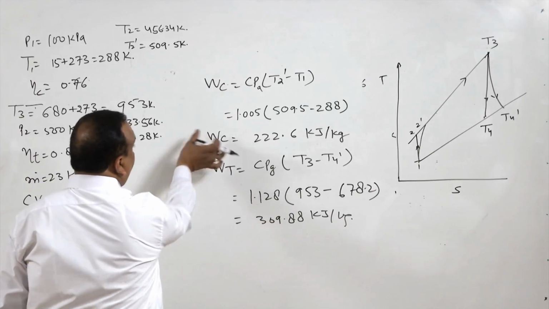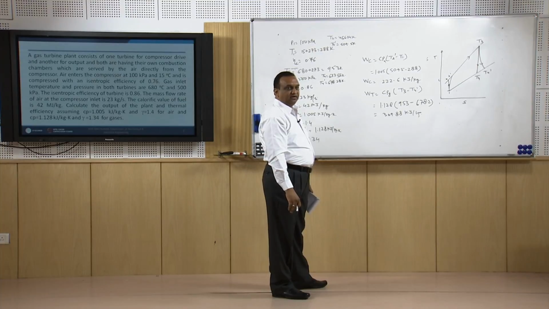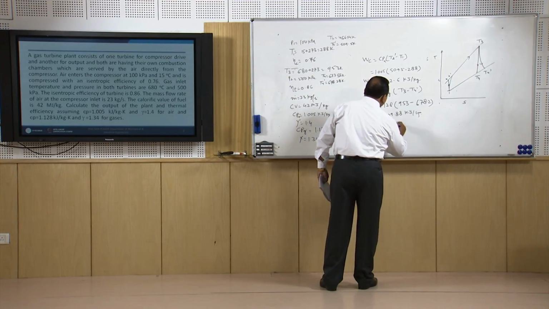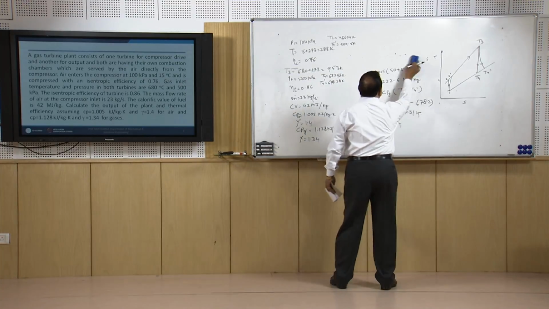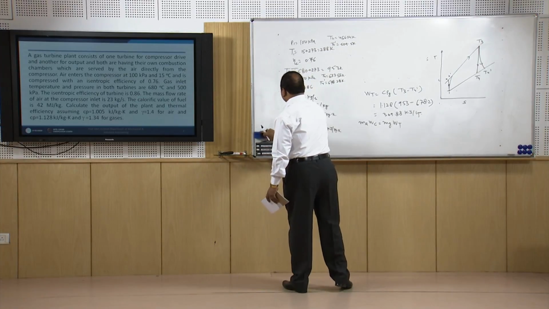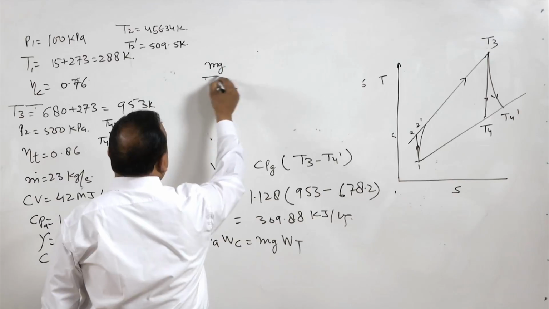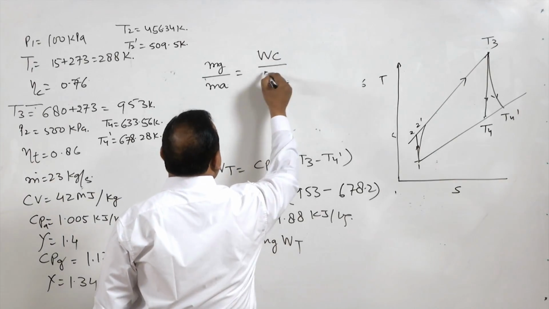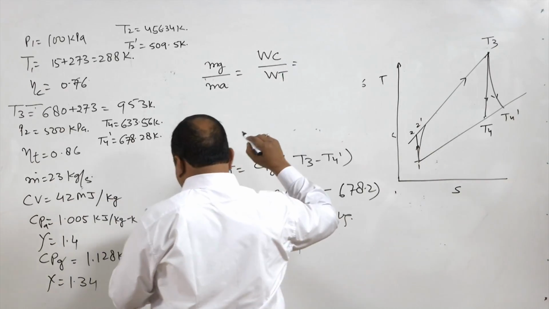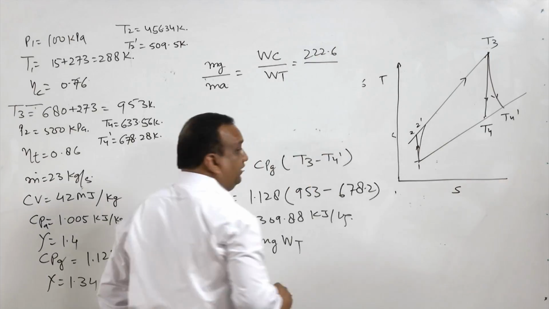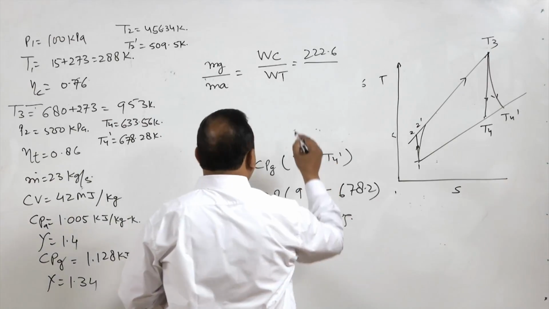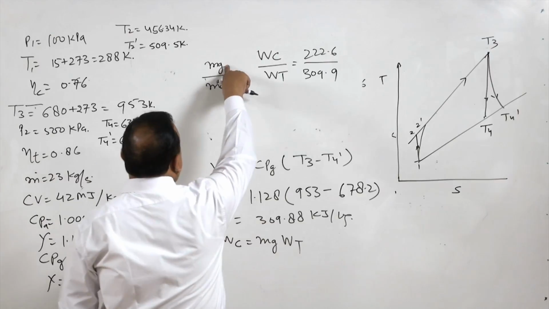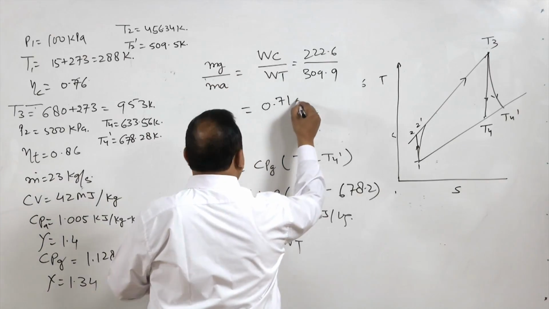Now this turbine is used for running the compressor. So this is specific work output. So mass of the air in compressor times its specific work is equal to mass of the gas multiplied by specific work of the turbine. Now if we have to find the ratio of gas and air, then mass of the gas divided by mass of the air, right, is equal to work of the compressor divided by the work of the turbine. Work of the compressor we already calculated, 222.6 kilojoules per kg, right. Work of the turbine is 309.88 or 309.9. So the ratio of mass of the gas and mass of the air is 0.7183 kg.